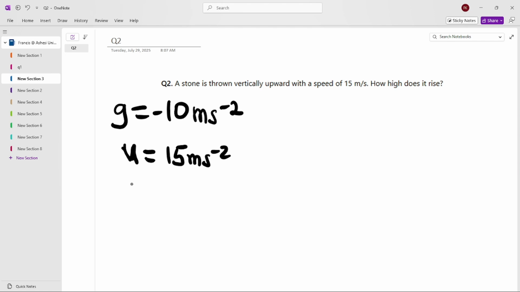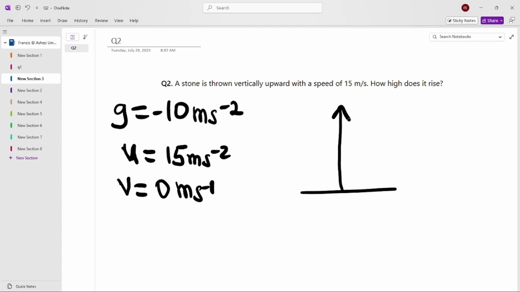So a stone is thrown vertically up. How high does it rise? You said V equals 0 meters per second. Now I want to reiterate on that. When you throw something up, the thing goes from the floor to the top and then gets to a point where it temporarily stops.